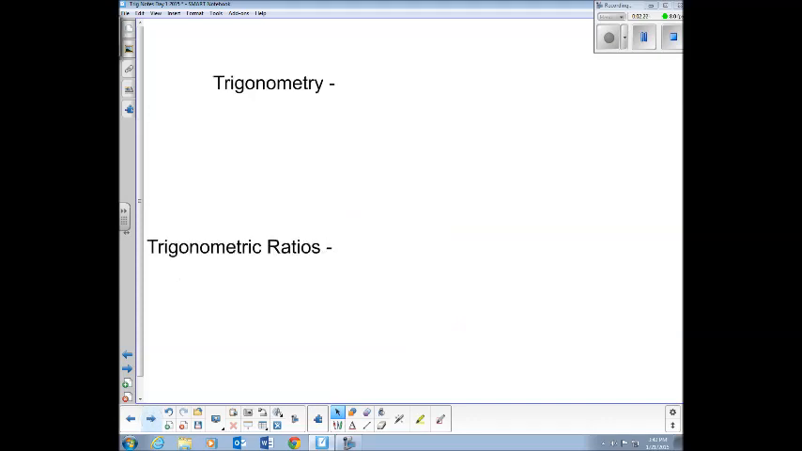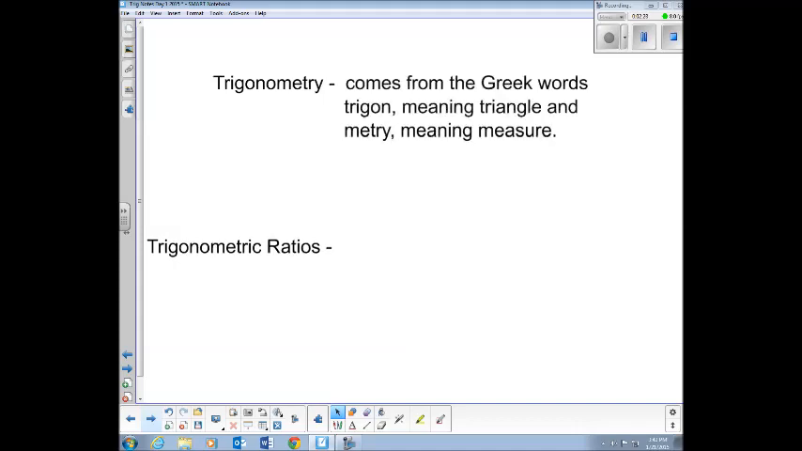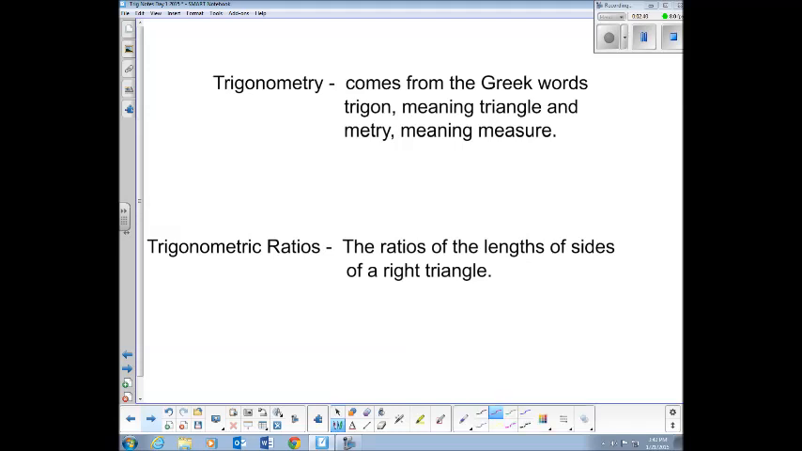Alright, so just a little information for you about where trig comes from. The word trigonometry comes from the Greeks, having the word trigon, which means triangles, and metry, which is about measures. So it's about the measures of triangles. And the trigonometric ratio is the ratio of the lengths of the sides of a right triangle. Remember that the word ratio is a fraction, one number over another. So it's a comparison of two different numbers. And we're going to do this for right triangles. Remember that we did this same thing back in our last unit where we did the geometric mean, or the altitude to the hypotenuse, and there were ratios there also.